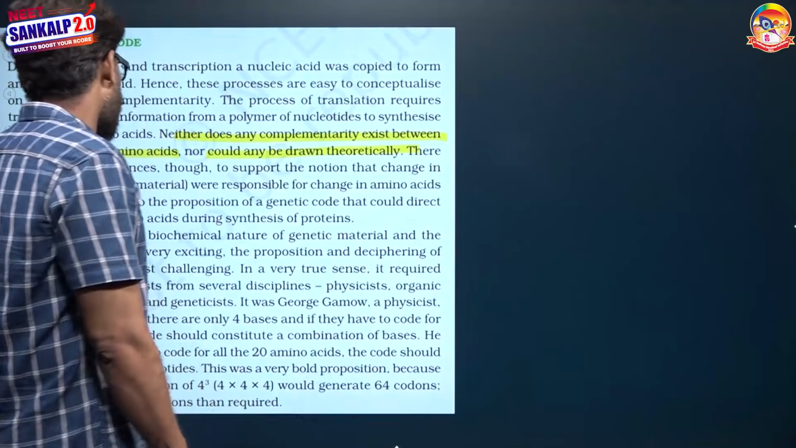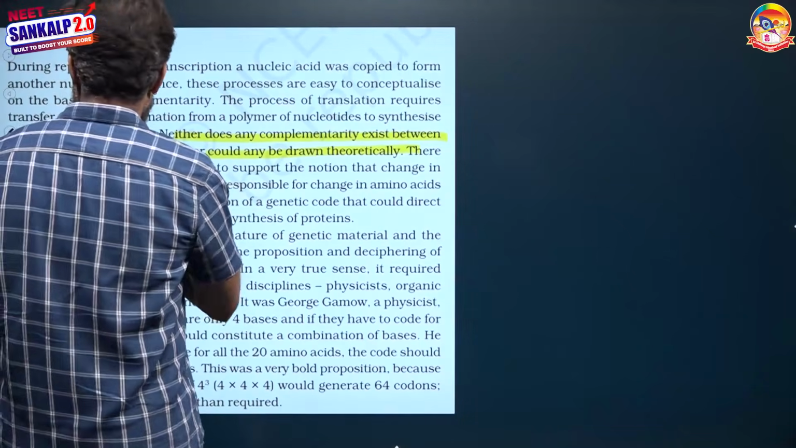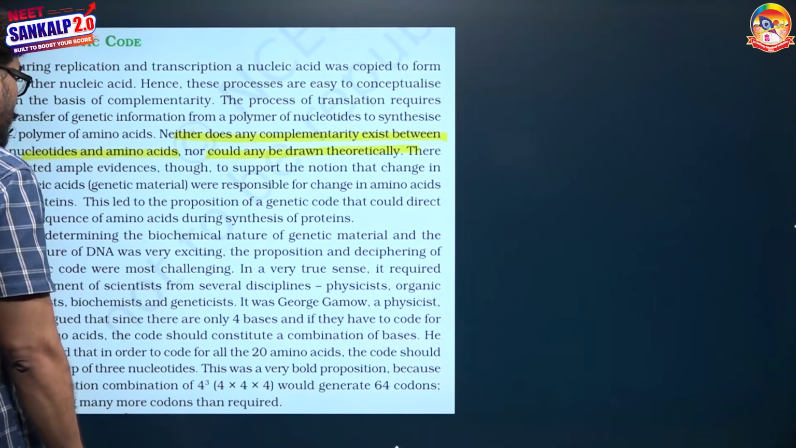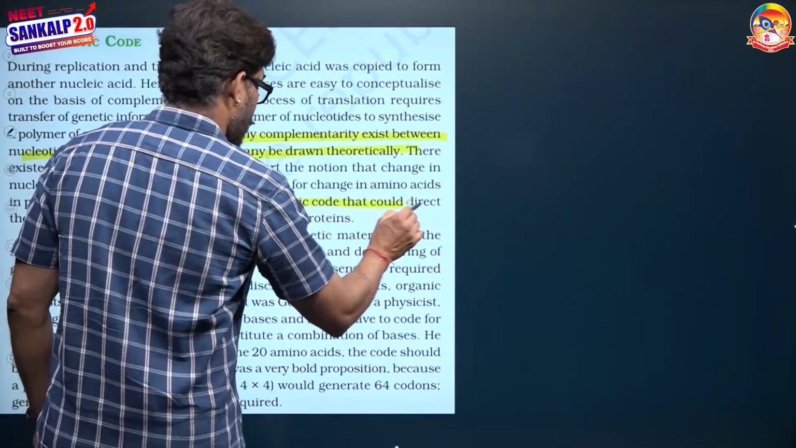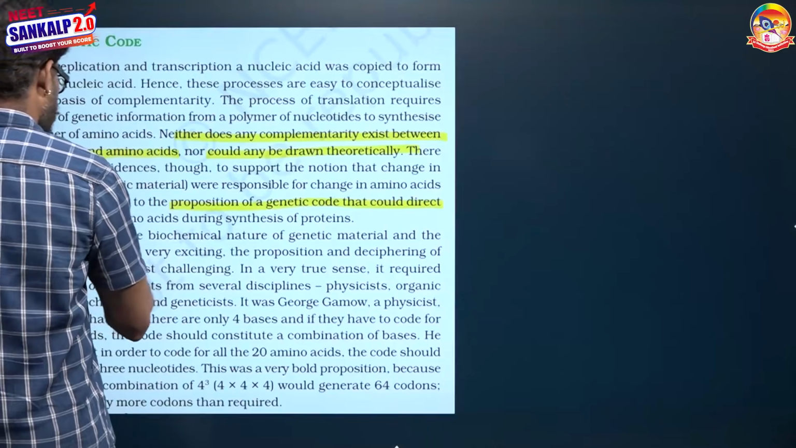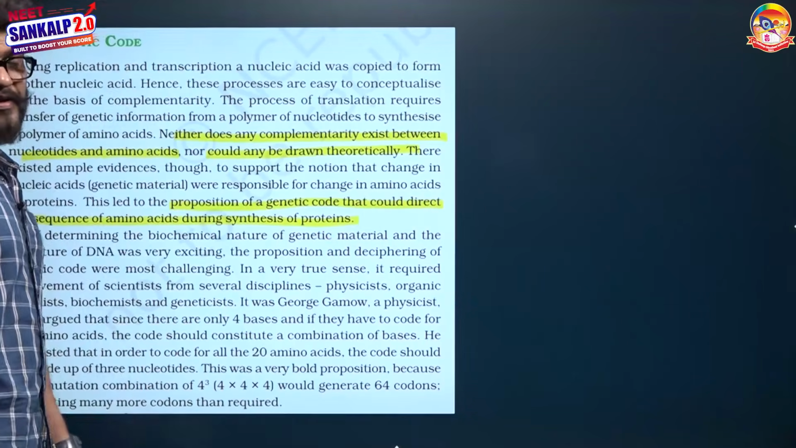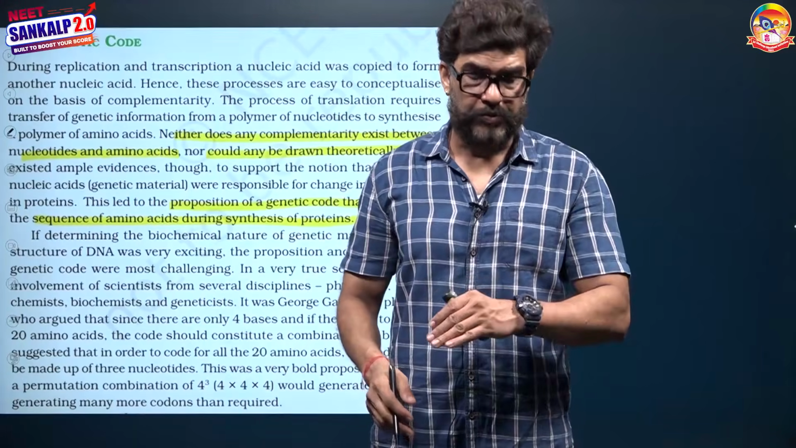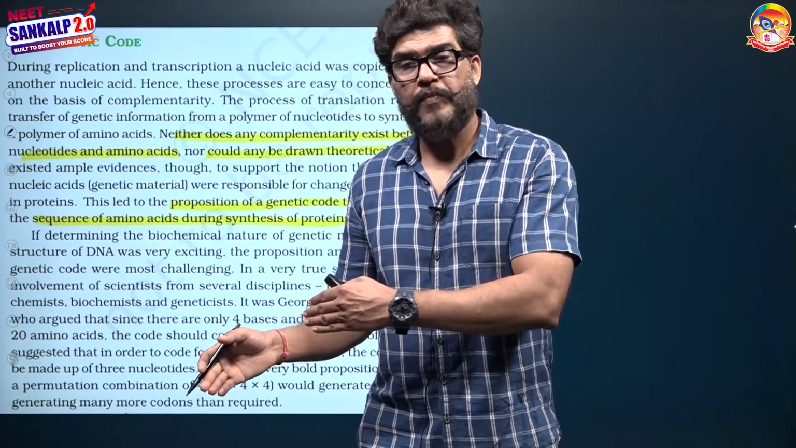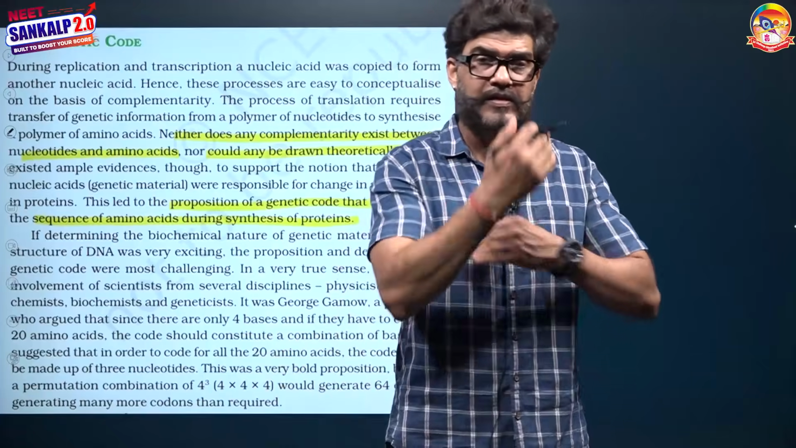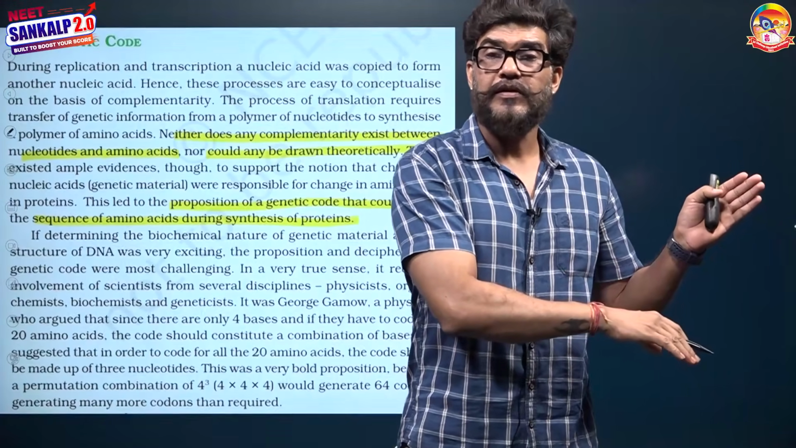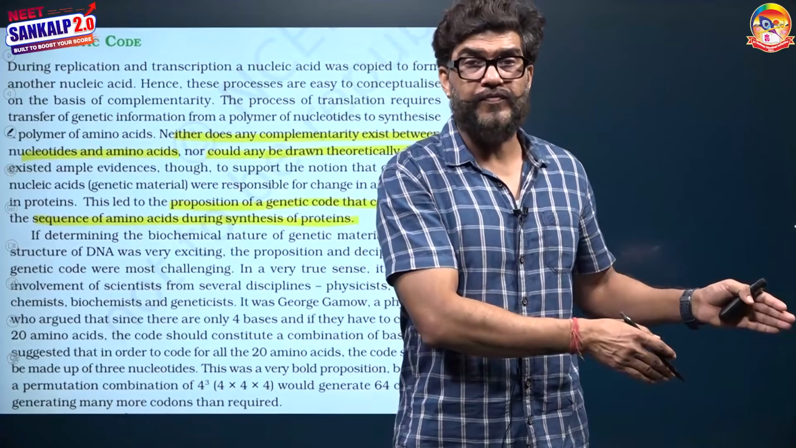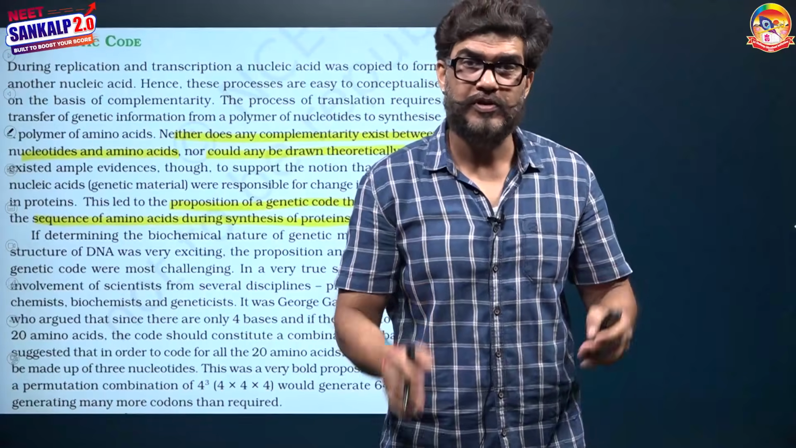To explain this, to support the notion that the changes in nucleic acid were responsible for the changes in amino acids in the protein, led to the proposition of the genetic code that could direct the sequence of amino acids during the synthesis of protein. It means you can say the genetic code is the dictionary with the help of which the coded information of the nucleic acid is converted into the sequence of amino acids. It means the language of nucleotides is converted into the language of amino acids. So this process is called translation.